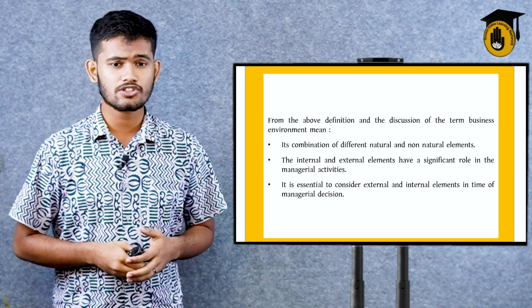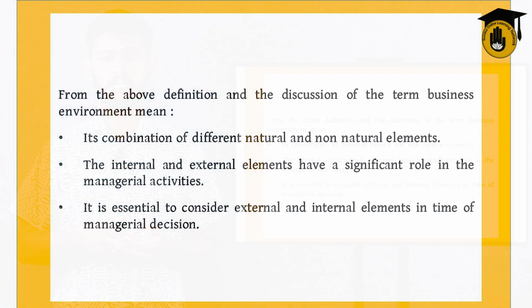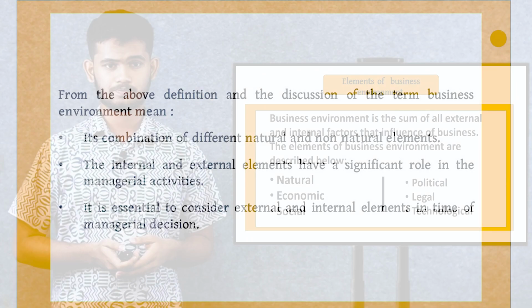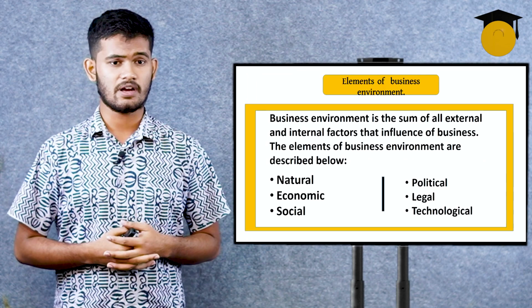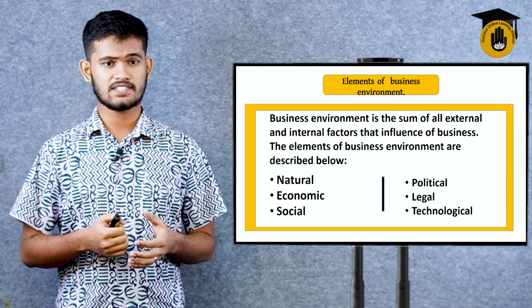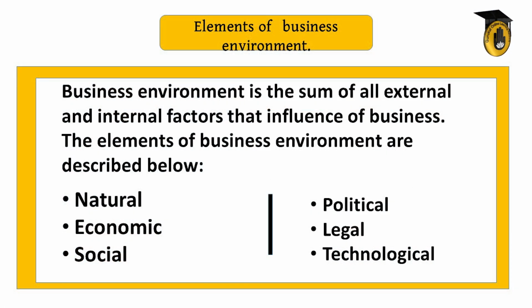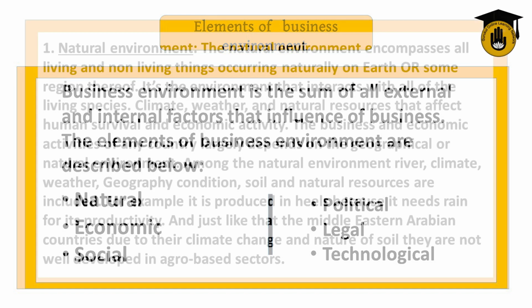It is essential to consider external and internal elements at the time of managerial decisions. So that means managerial decisions can be taken on external or internal factors. Elements of business environment. Business environment basically has 6 elements. Those are natural, economic, social, political, legal and technological. These 6 are considered the main elements of business environment. There are various subcategories of elements of business.